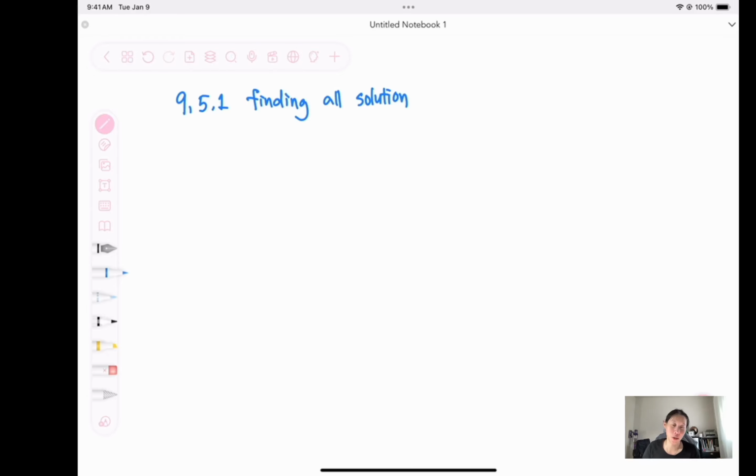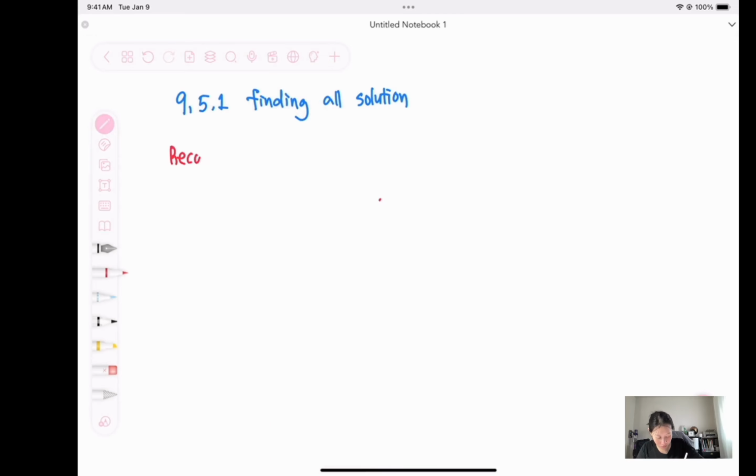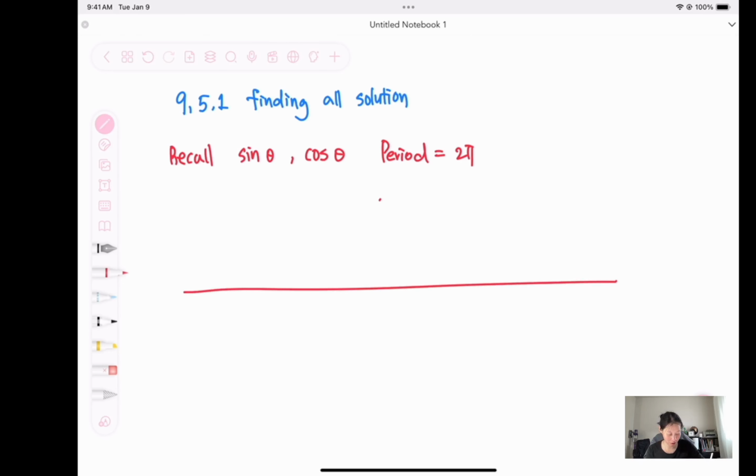Hello, in this video we are going to talk about how to find all the solutions. So let's recall the sine and cosine functions. Their period is 2 pi. That means the pattern will repeat every 2 pi. Let's use sine as an example.